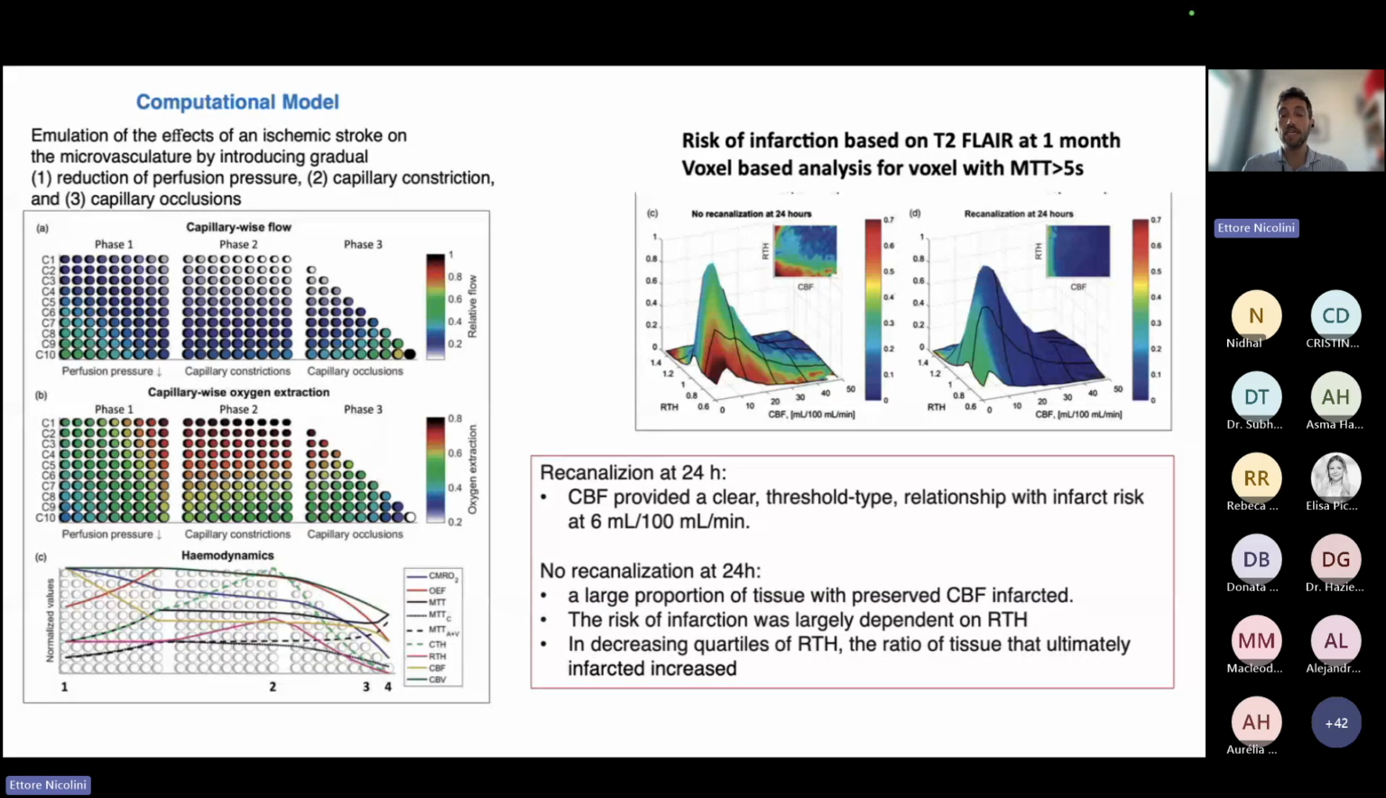On the other side, the capillary perfusion, in particular the relative transit time heterogeneity, was better, also in this patient group, in defining tissue at risk of infarction.